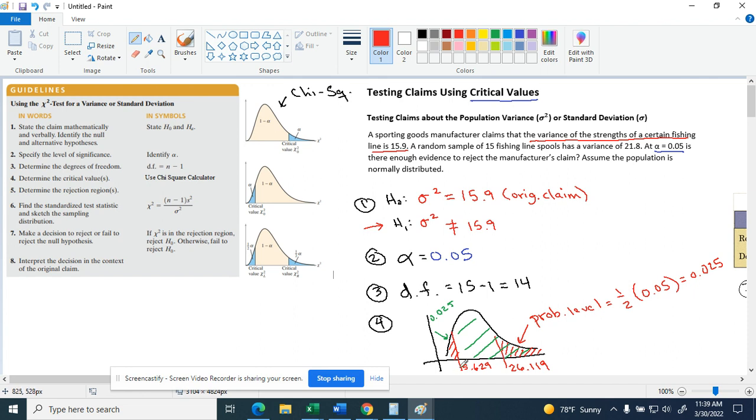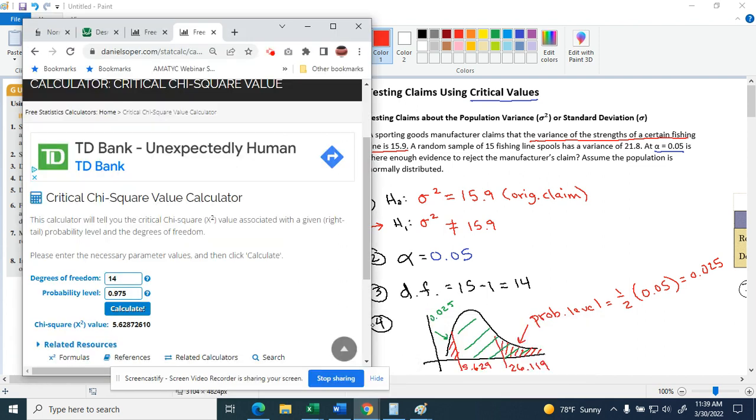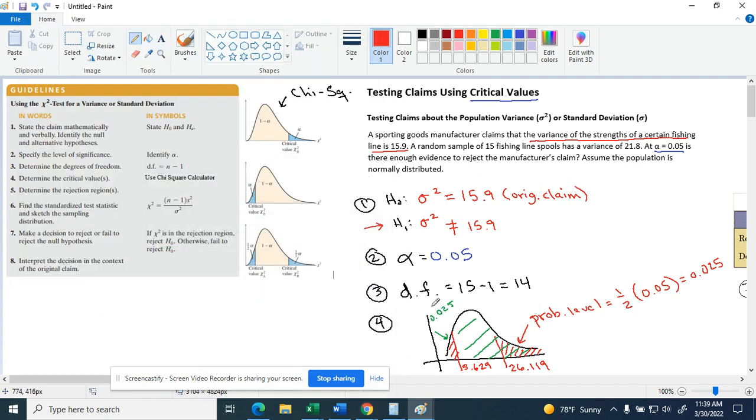All right. And the way I find that is using the chi-square calculator. Keep in mind that this calculator always works if you're shaded to the right. That's why it's kind of tricky what you're going to put in the probability level, what decimal you're going to type in there. All right. So check the next video to do the following steps that are pending.